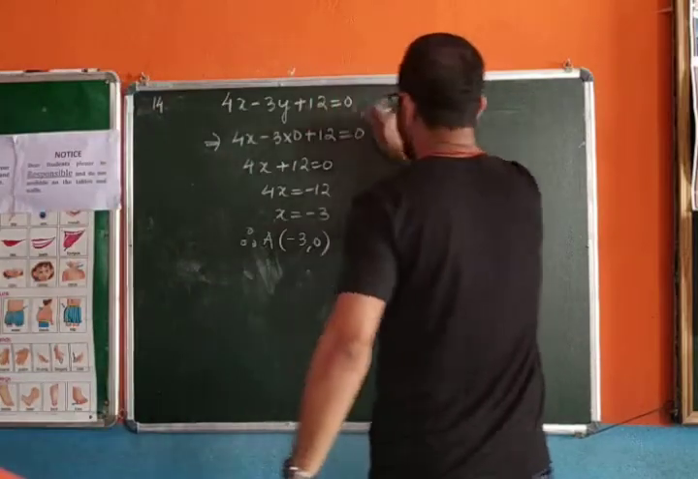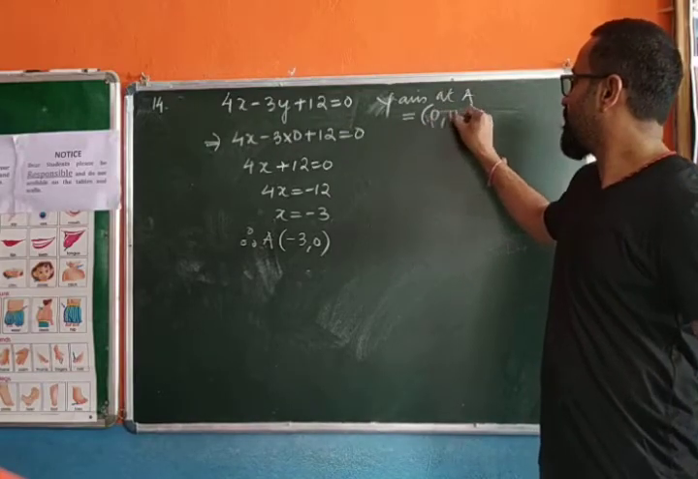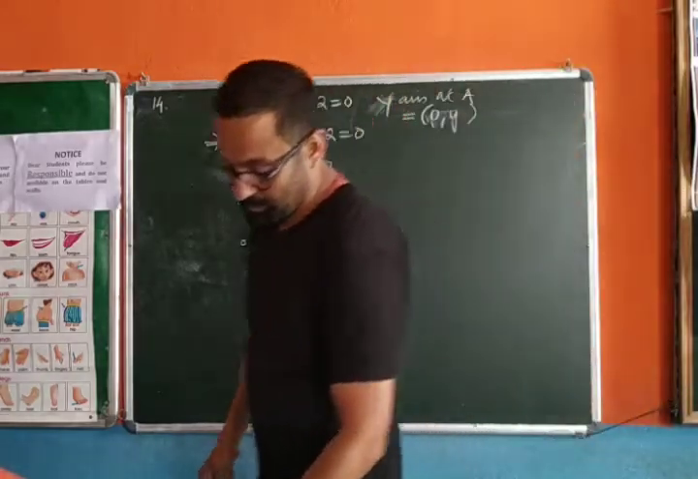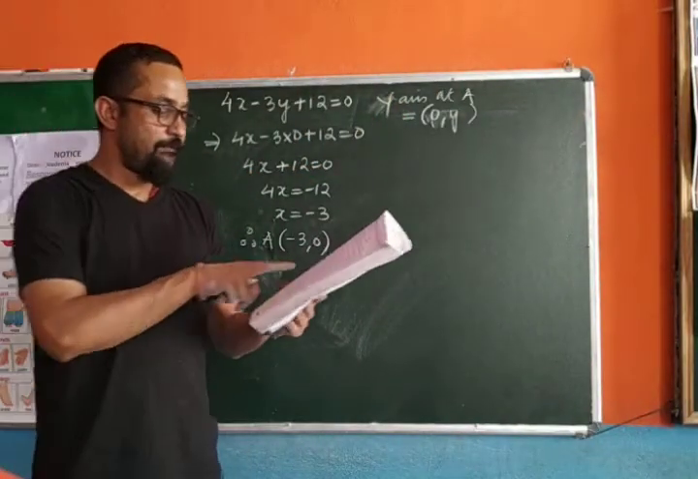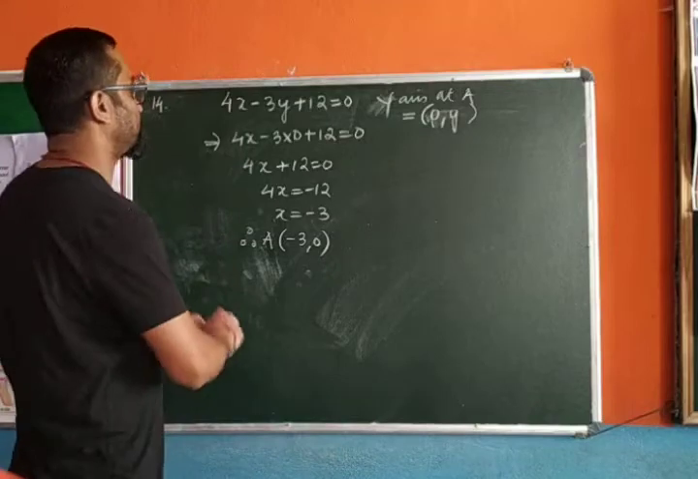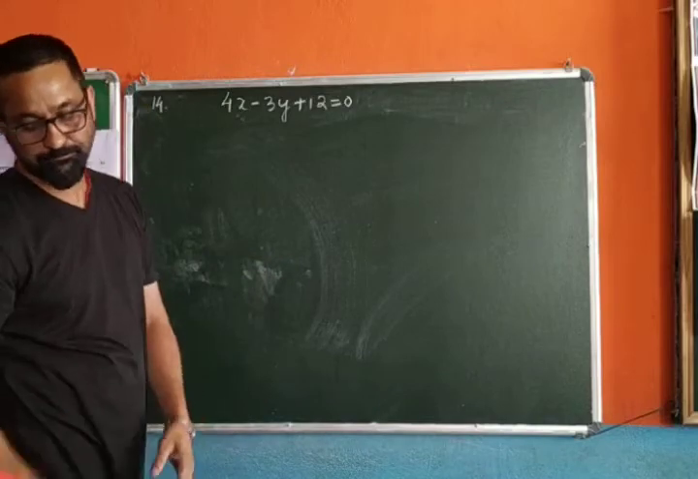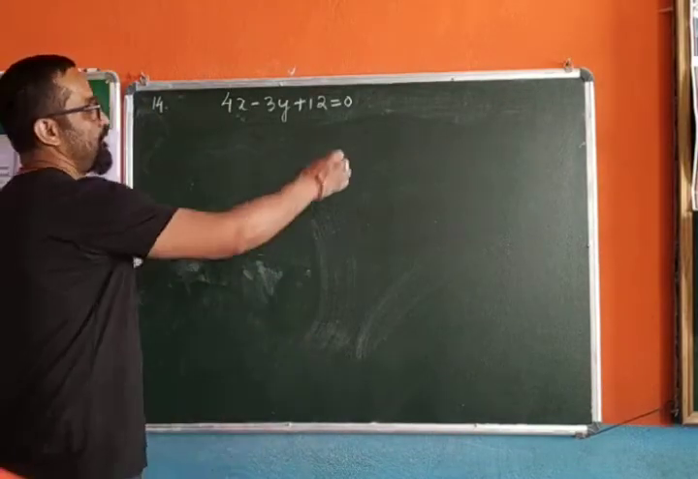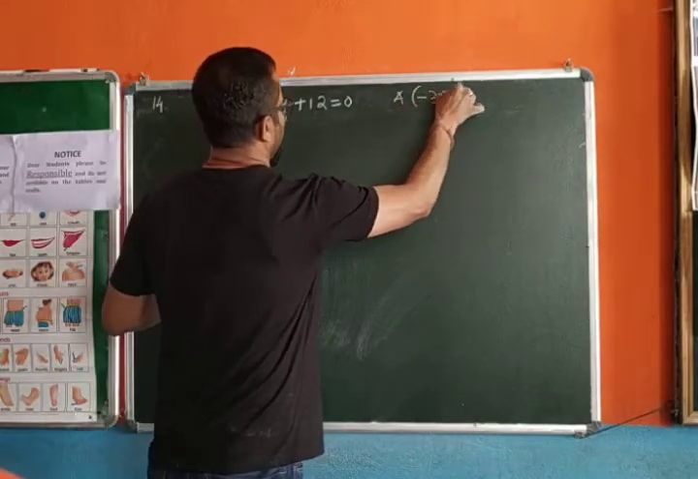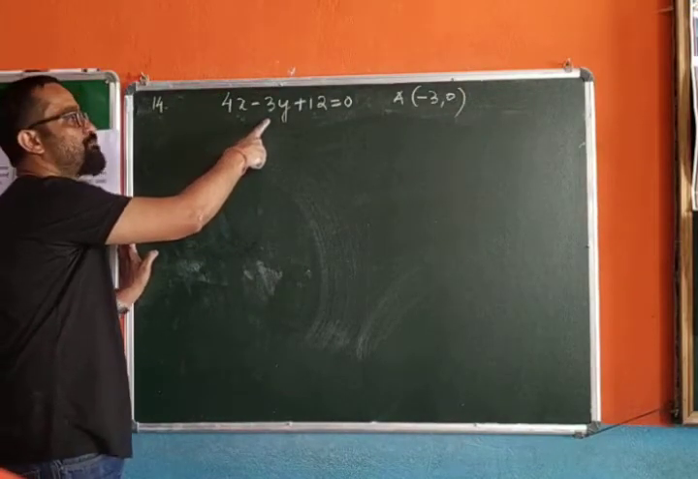If the question says that it meets the y-axis, in the same equation, we put x as 0 and calculate the coordinate. Remember this condition. Second part of the question: find the equation of the line passing through A and perpendicular to the given line. So again we write down the given line and make y the subject of formula from this.